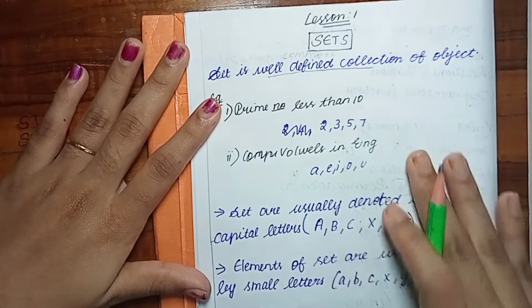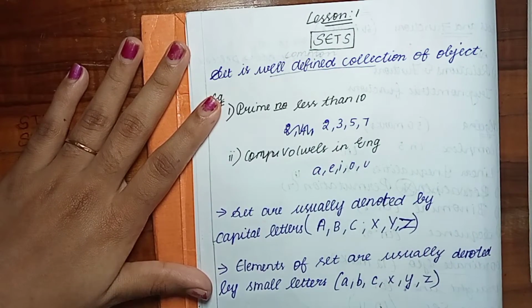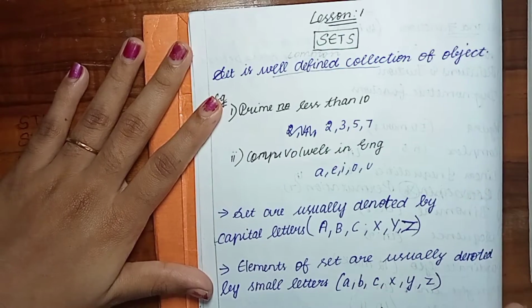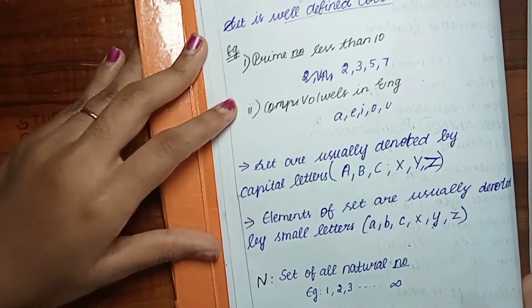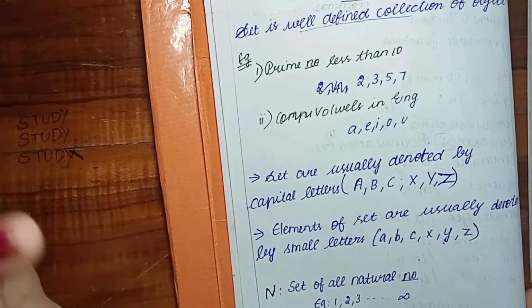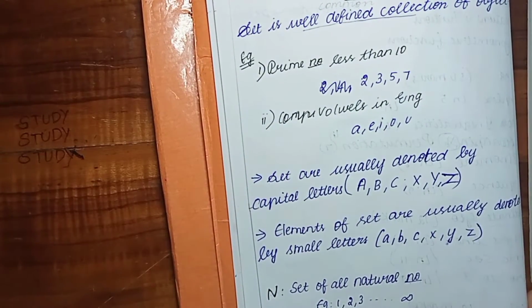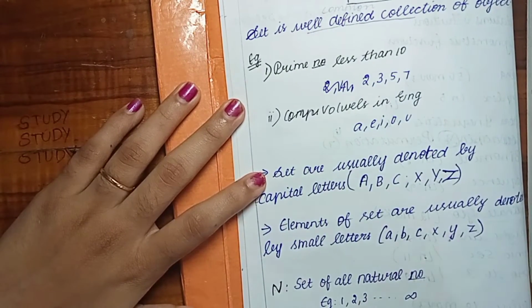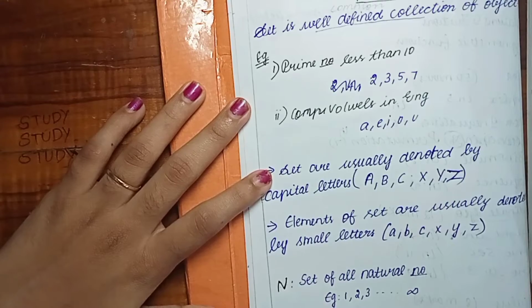Vowels in the English alphabet are A, E, I, O, U. Nothing else. It will not increase and it will not decrease. Sets are usually denoted by capital letters, and the elements of the sets are usually denoted by small letters.